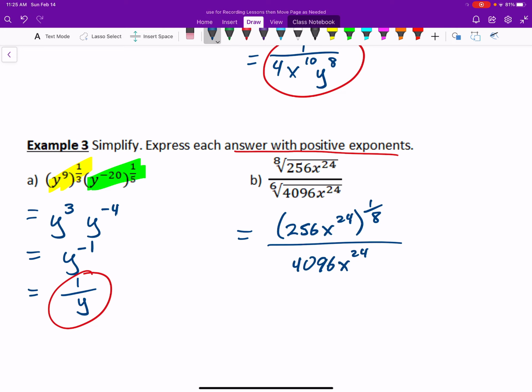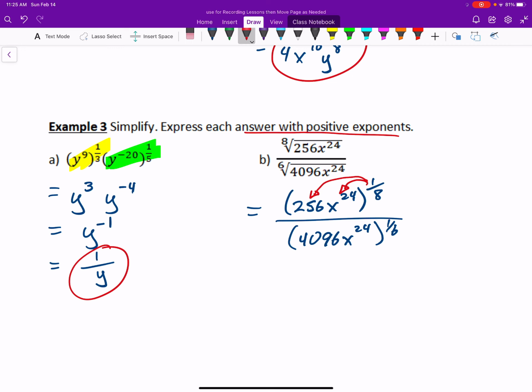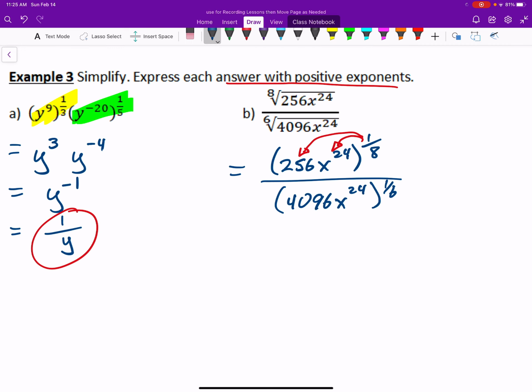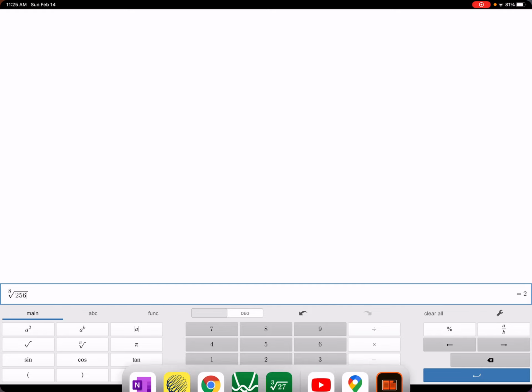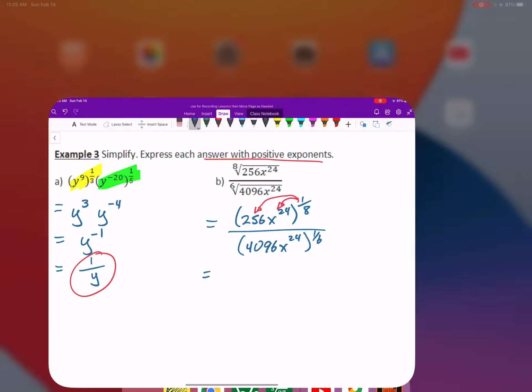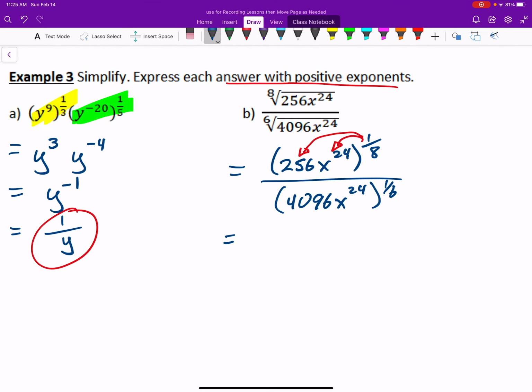Then I can use my exponent laws. I can apply the 1/8 to the 256 and to the x to the 24. Remember, it's the power of a product, so I have to apply it to each part. So I'm going to take the 8th root of 256, which I'm assuming is going to be 2, but just to show it in this case. The 8th root of 256 is 2. And then if I do x to the 24 times 1/8, that's 24 over 8, so that just reduces to 3. So x to the 3.